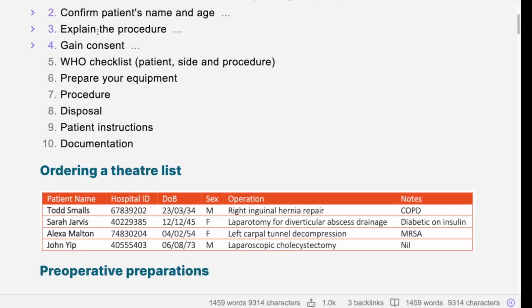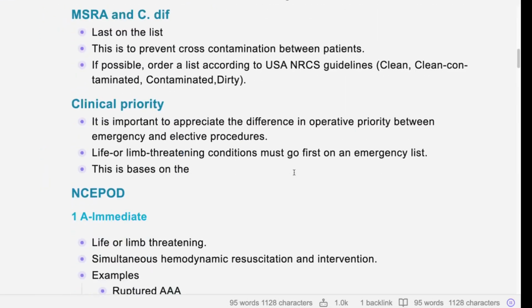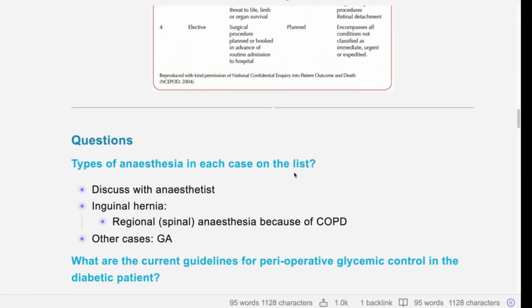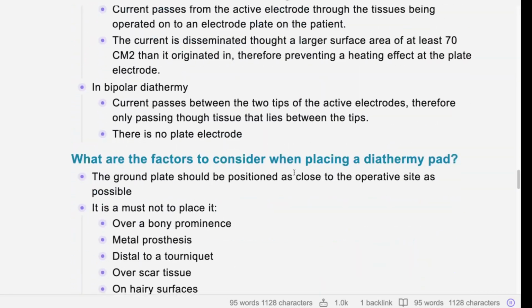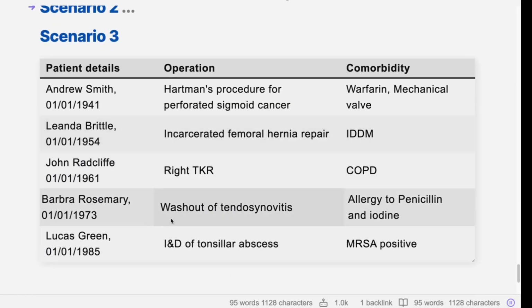So in an exam setting, of course, you're expected to say the key words in each thing. You need to say that diabetes needs to be prioritized, and then this needs to be prioritized for this reason, and so on. Okay, so I'm going to go back and explain all of this to that scenario that was sent to me by one of our colleagues.